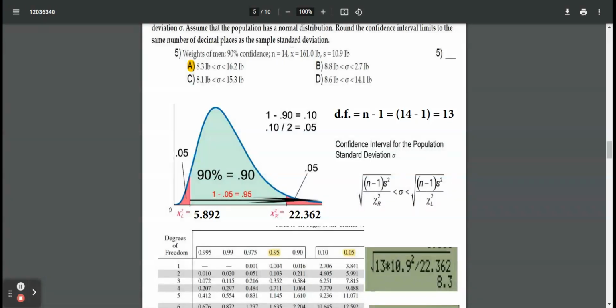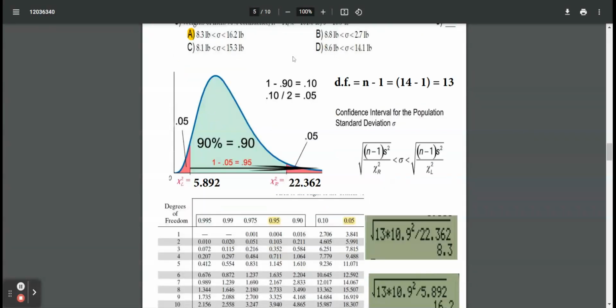The only thing I can think of is trying to mess with your head, thinking that you use X bar instead of S in the formula. The formula doesn't call for X bar at all. We're not even worried about the mean. We're worried about standard deviation. So please don't get confused about that. That's needless information.